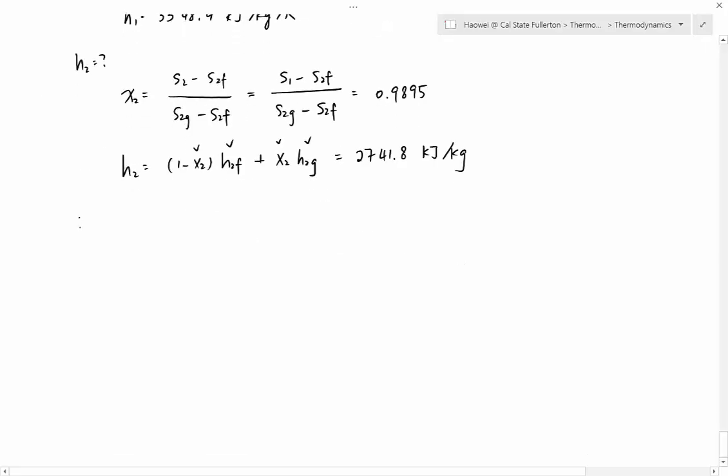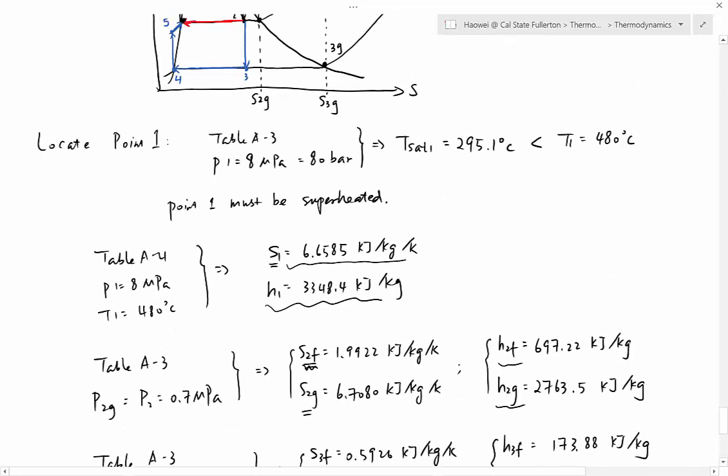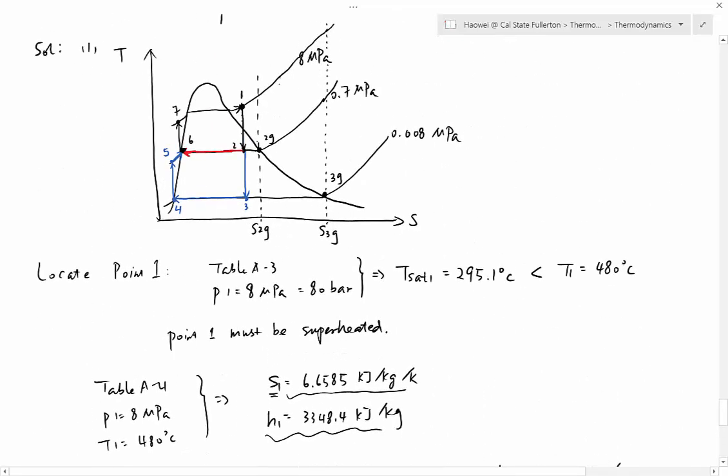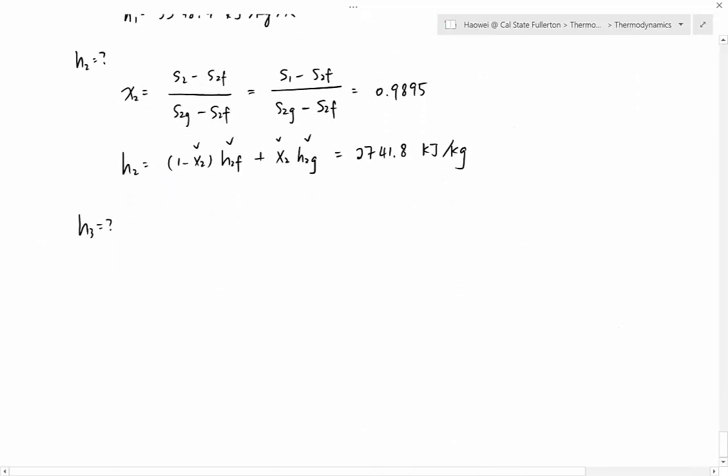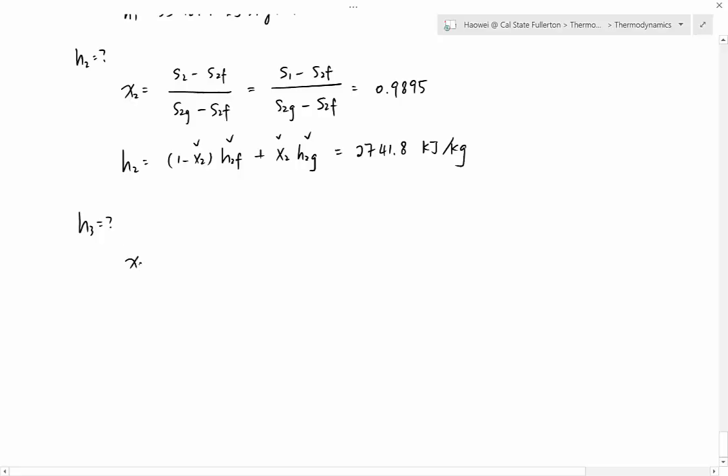Next one, H3. What's the phase of number 3? Let's take a look. Number 3 is within the dome, so number 3 must be a mixture. So again, we need to first find quality x3, and be careful here because x3 is not equal to x2. The only thing you can get out of a vertical line is they have the same x coordinate. In this case, that is entropy. It has nothing to do with constant quality. Quality is not constant. X2 is not equal to X3.